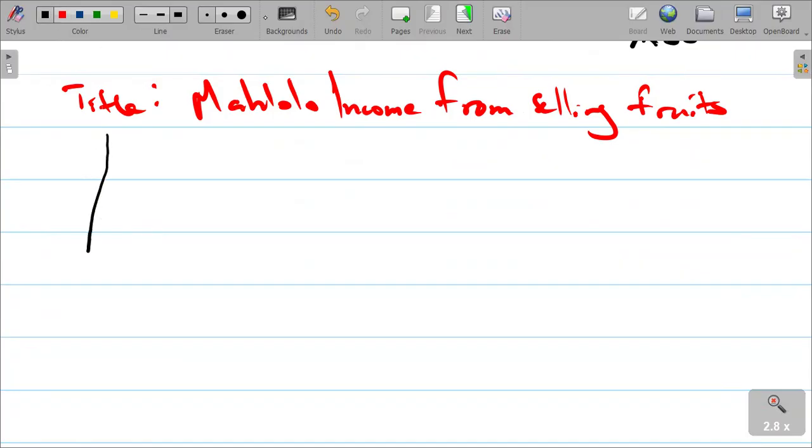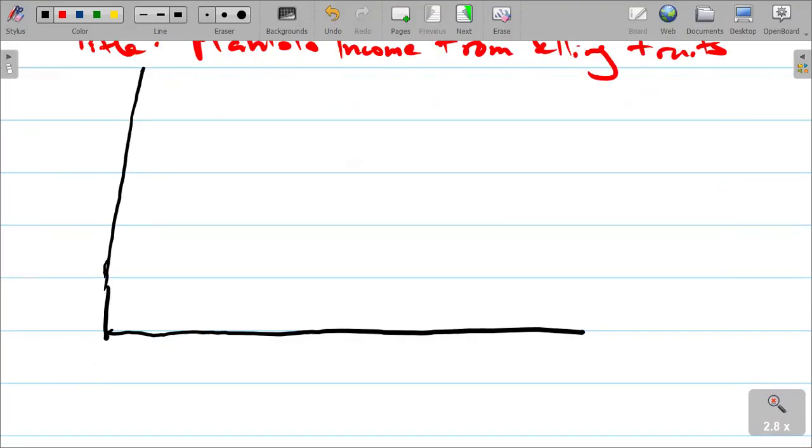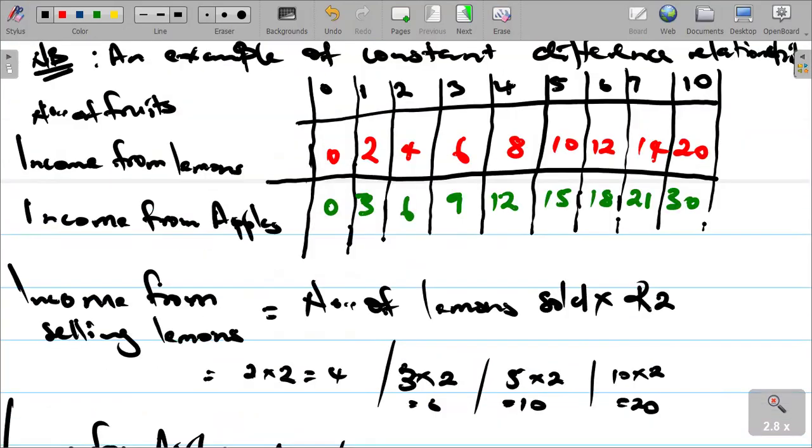We have to draw our graph. Let's just do it quickly. So what you can see is that our lowest set of data from the table, I said we should find a suitable interval. In both cases, the lowest is 0. For lemons, the maximum is 20, and for apples, the maximum is 30.